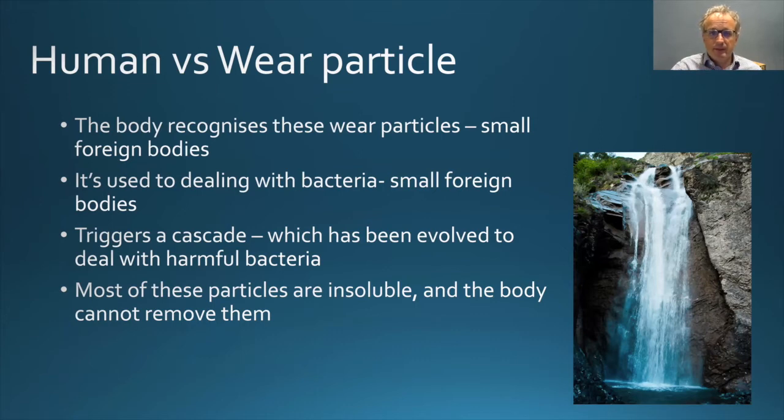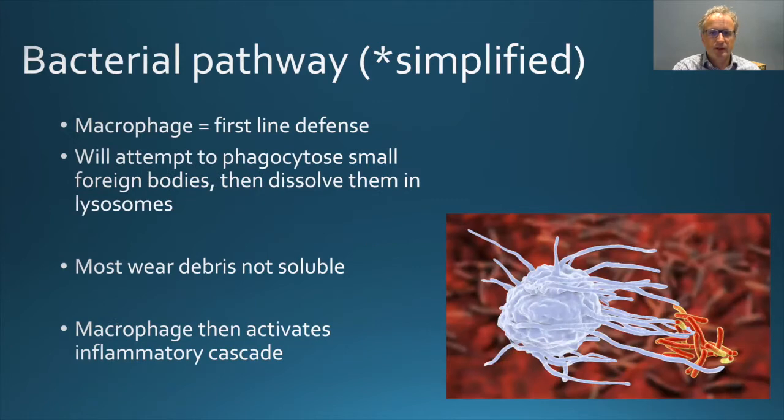But the human versus the wear particle. The body recognizes these wear particles like small foreign bodies. It's used to dealing with bacteria or small foreign bodies. This triggers a cascade which has evolved to deal with harmful bacteria. And most of these particles are insoluble and dead, and the body can't remove them in the same manner. So in a simplified bacterial pathway, your macrophage grabs the bacteria and will attempt to phagocytose the small foreign bodies, then dissolve them in lysosomes. But most wear debris is neither alive nor soluble. And after this, the macrophage will activate an inflammatory cascade.